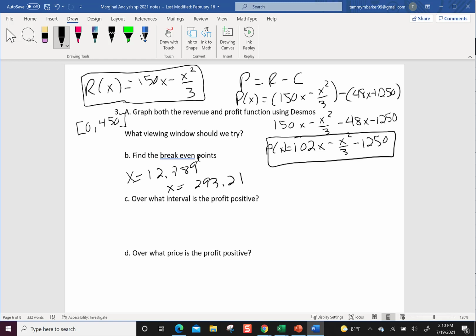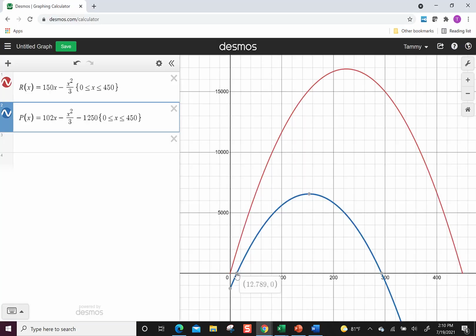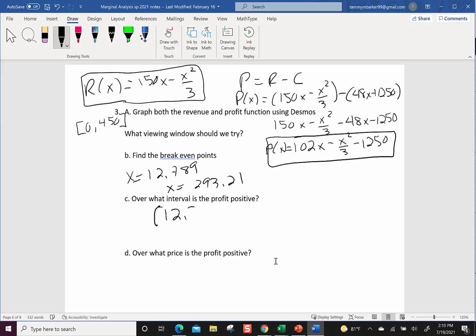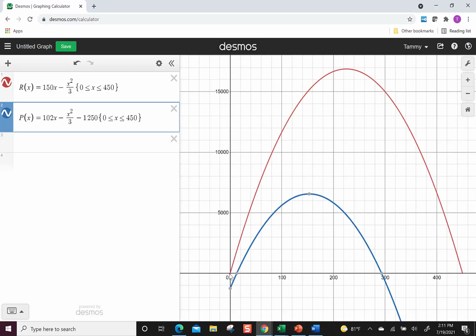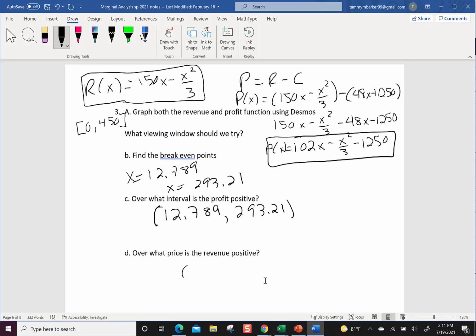Then it says, for what intervals is the profit positive? So positive is from the 12.789 over to the 293.21. Open 12.789 to 293.21. The reason it's not closed is at these points it's equal to 0 and 0 is not positive. We also should look at where the revenue is positive. So the revenue is the red, and that goes from our beginning 0 over to our end 450. Again, I'm going to make it open to show not equal to 0, only positive values.